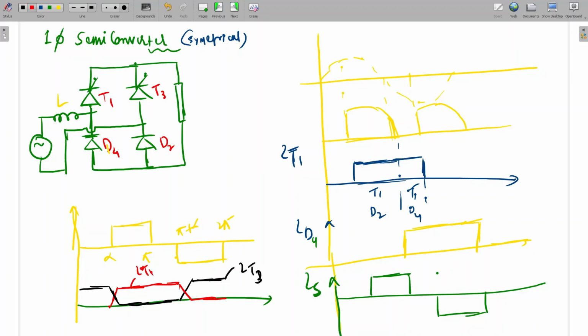Is it clear? This waveform. This will be mu and this will be mu. This waveform is clear to all?